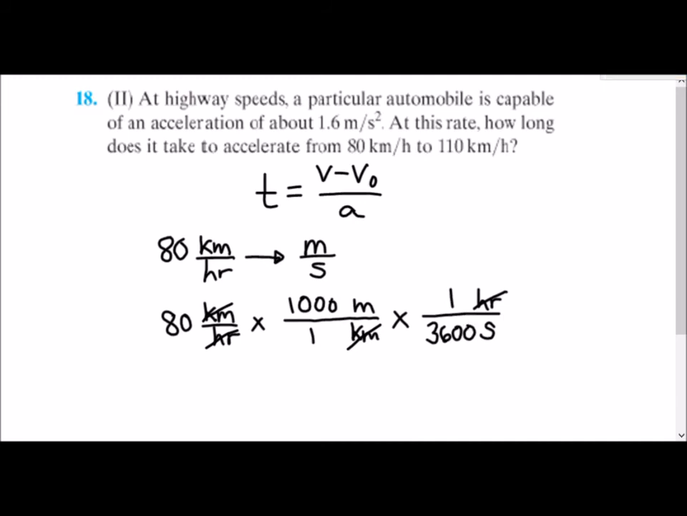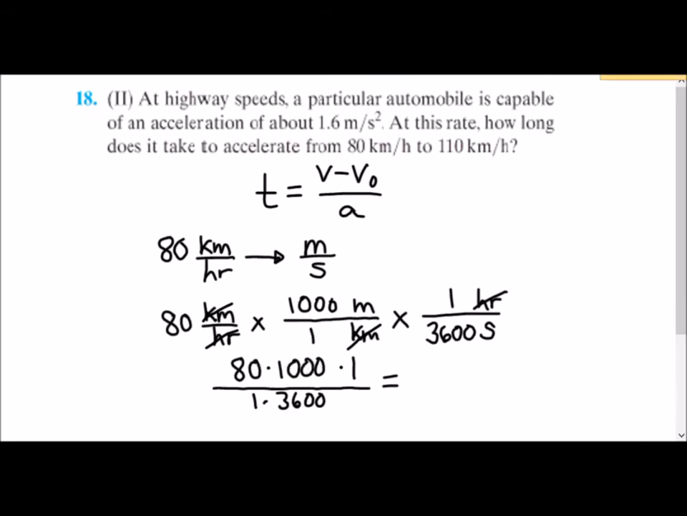Now what I need to do is just carry out the math. I'm going to take 80 times 1,000 times 1. I'm just multiplying everything on the top of these fractions by the original value that I have. Then I'm going to divide all of that by what's in the denominator of all these fractions, so 1 times 3,600. That's really the same as taking 80,000 divided by 3,600.